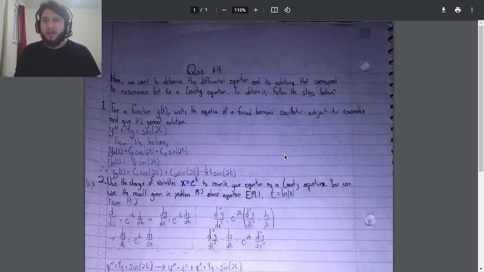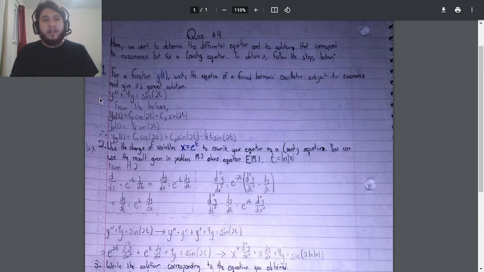The equation I chose was one that we went over in lecture: y double prime plus 4y equals sine of 2t. From the lecture, we gathered that y homogeneous is c1 cosine of 2t plus c2 sine of 2t, and that y particular is negative t over 4 sine of 2t. If we put these two together, we get our general solution, which is c1 cosine of 2t plus c2 sine of 2t minus 1/4 t times sine of 2t.